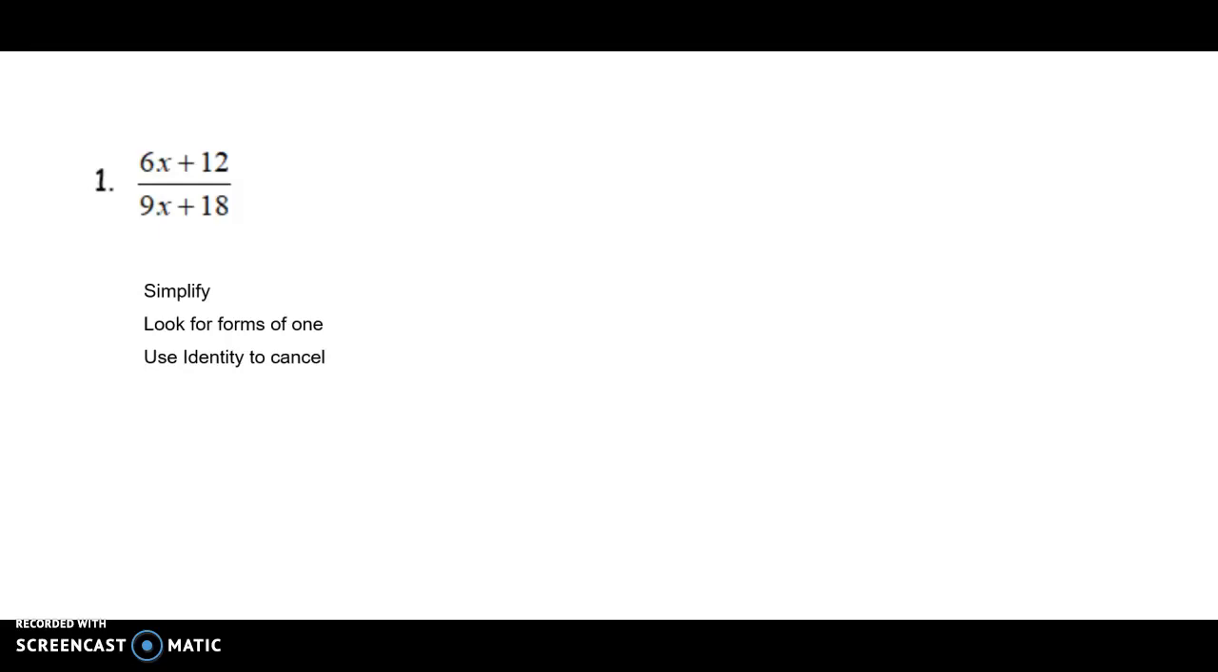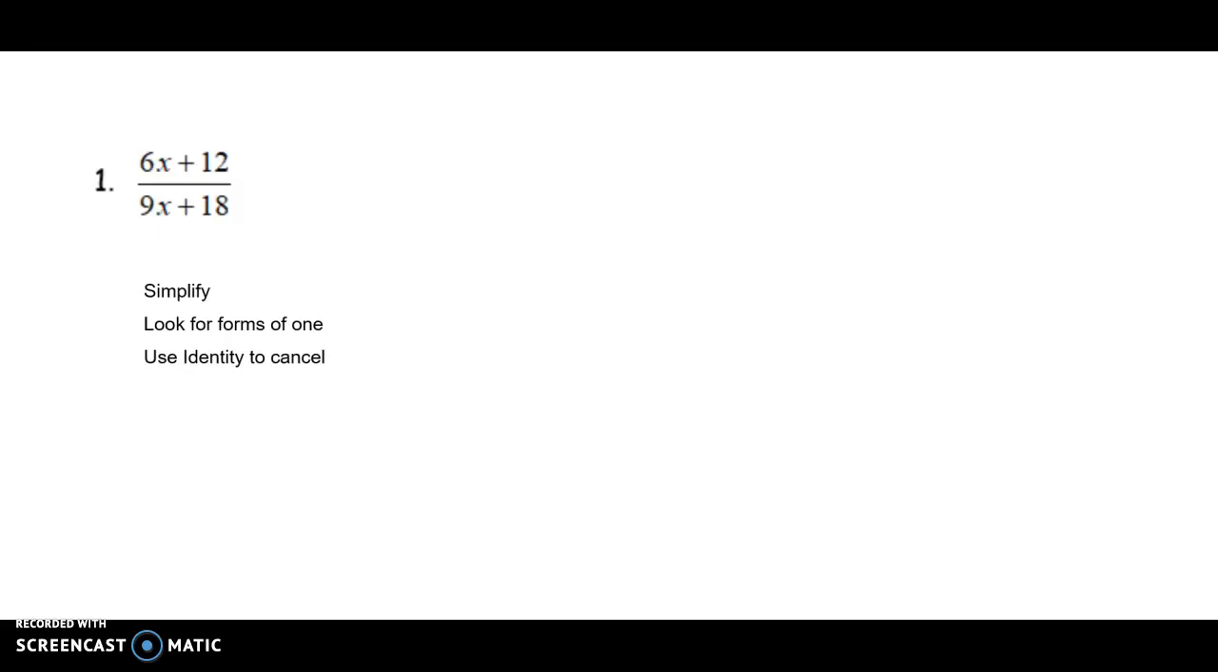Good morning. We are starting simplifying rational expressions. So this is really an extension of factoring and looking for the identity element, which is going to be 1, of course, for multiplication and division. So we're going to be doing that.